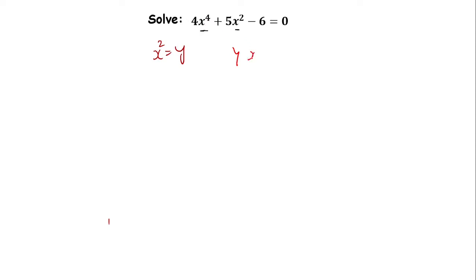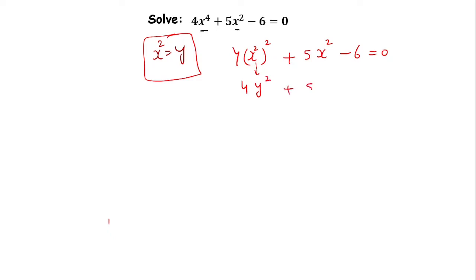4x⁴ can be written as 4(x²)² + 5x² - 6 = 0. Now, as per my assumption, x² is y and the square is already there. So 4y² + 5y - 6 = 0.